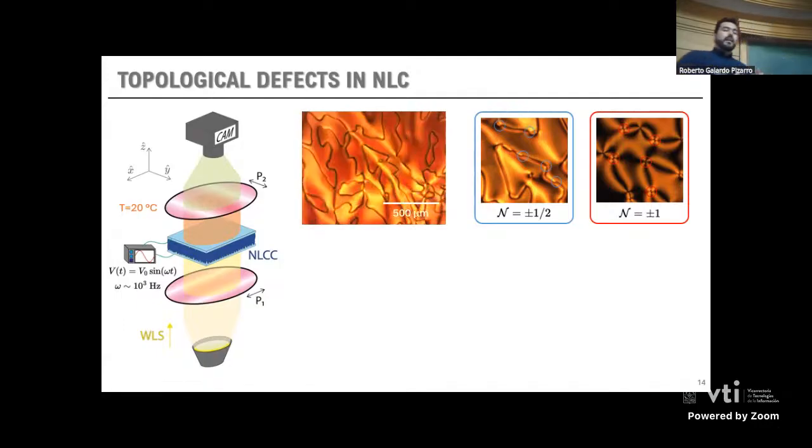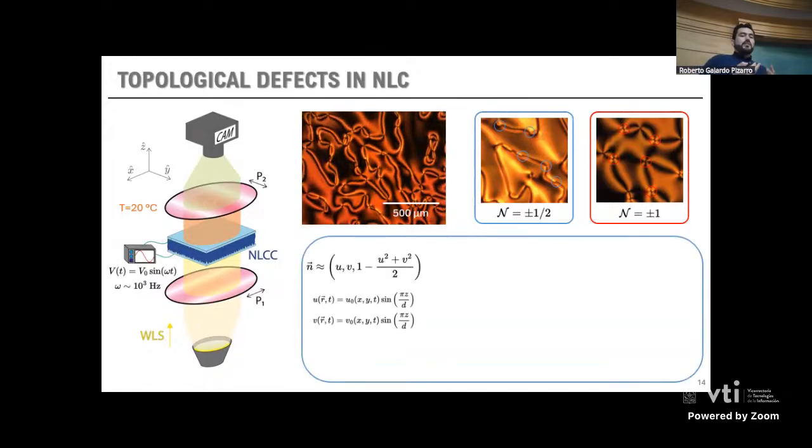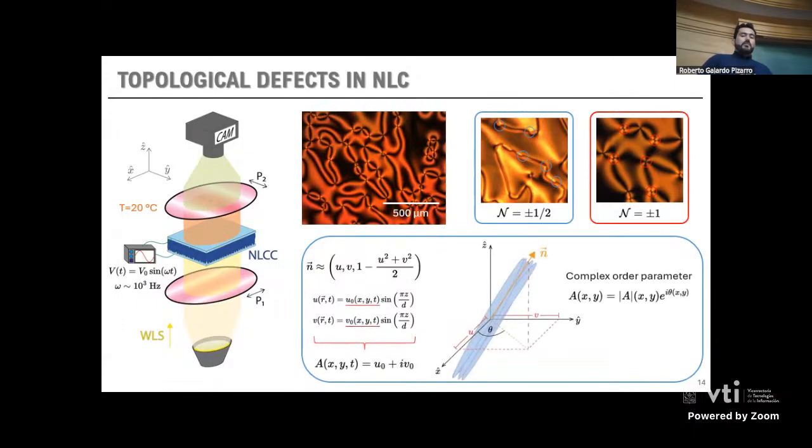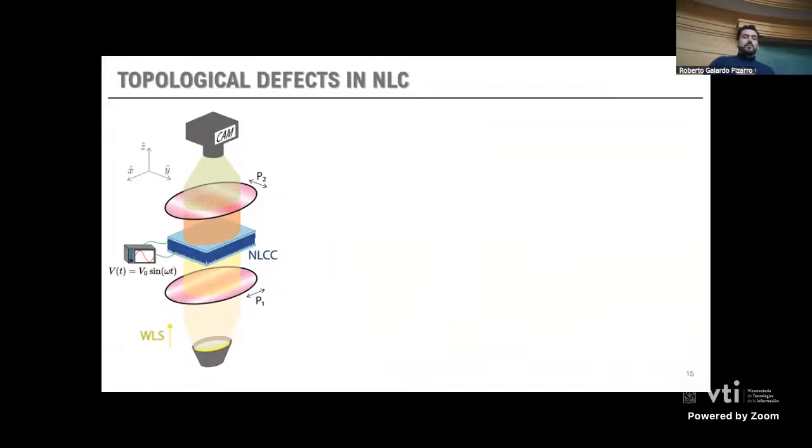The idea is that if we take the vector director, we can make redefinitions in order to define a complex order parameter that accounts for the dynamics of our system. And this complex parameter can present some topological defects that will be consistent with the physics that is occurring in the nanomaterial crystal cell.